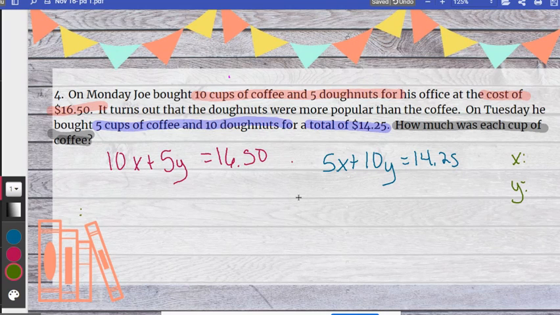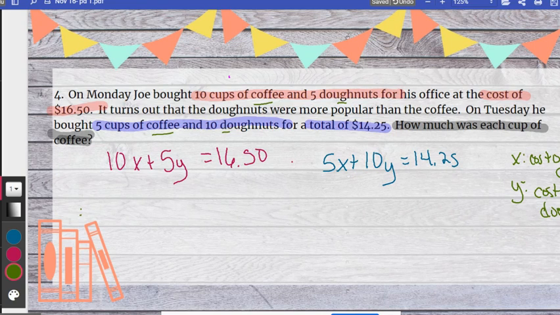Okay, the question's asking us how much each cup of coffee was, how much each donut was. So everything dealing with our x is coffee. Okay, so x is going to be the cost of coffee. And then y, everything for y is dealing with donuts. So y is going to be the cost of your donut. All right. So notice the difference here. This one's set up differently because it gives you a total. So we have that in the total spot instead of the y like we did before.